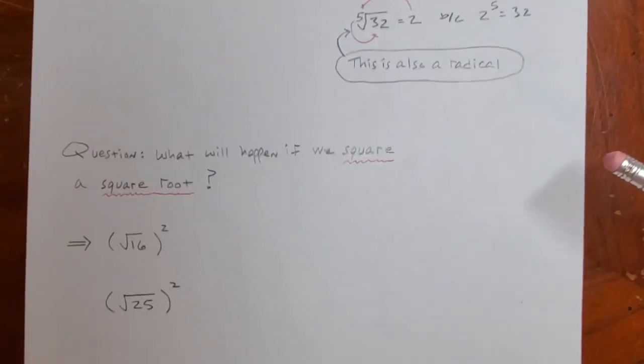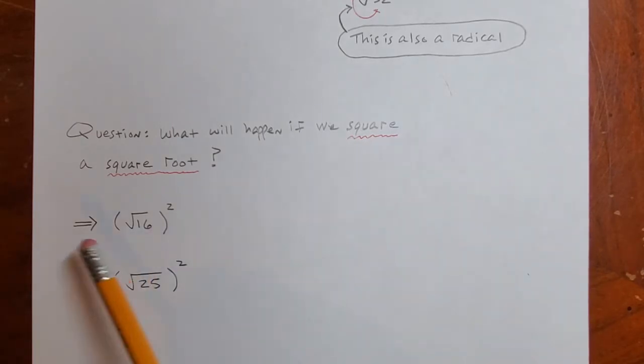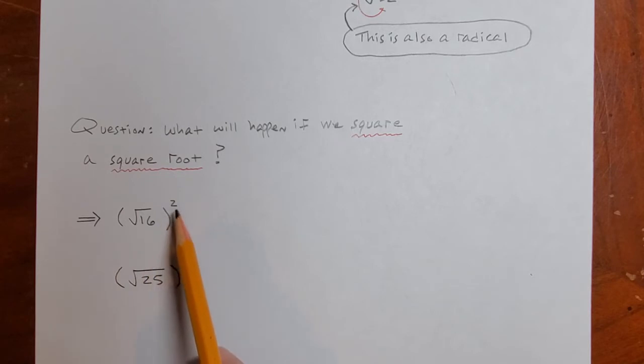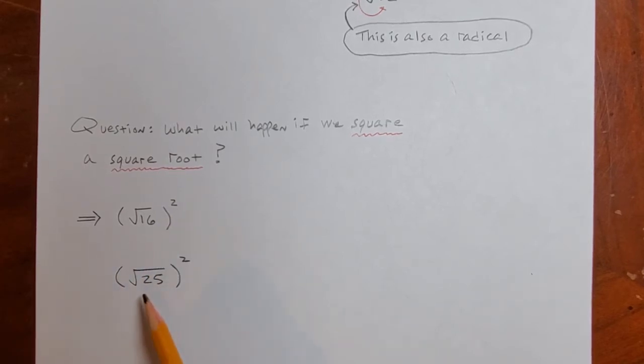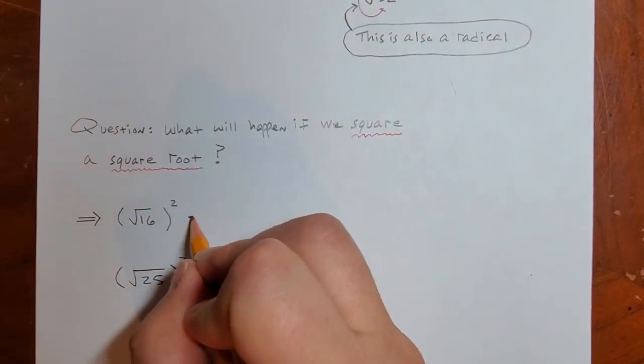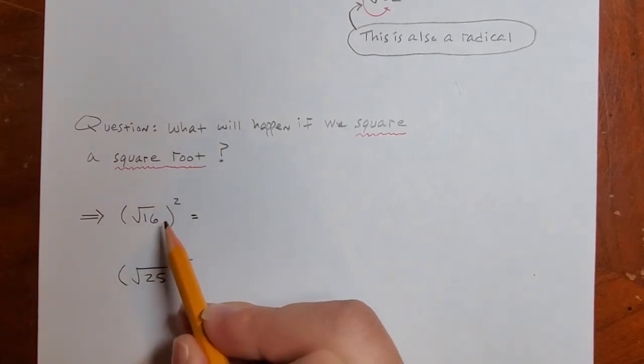Now, next thing I want you to think about is what would happen if we square a square root, okay? So let's try it out and see. What if I took the square root of 16 and I squared that? Or what if I took the square root of 25 and I squared that? Ultimately, what would happen? Well, let's work this out. I'm not going to just tell you. I'll tell you in a minute. I want you to see it, okay? So square root of 16 squared.